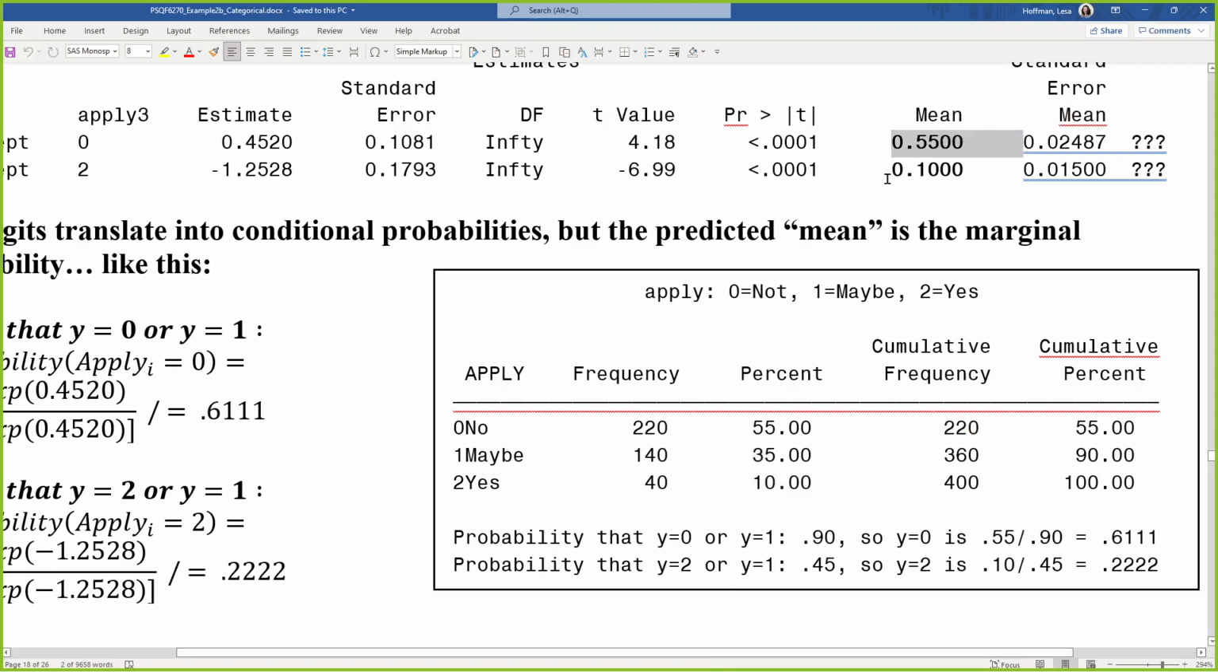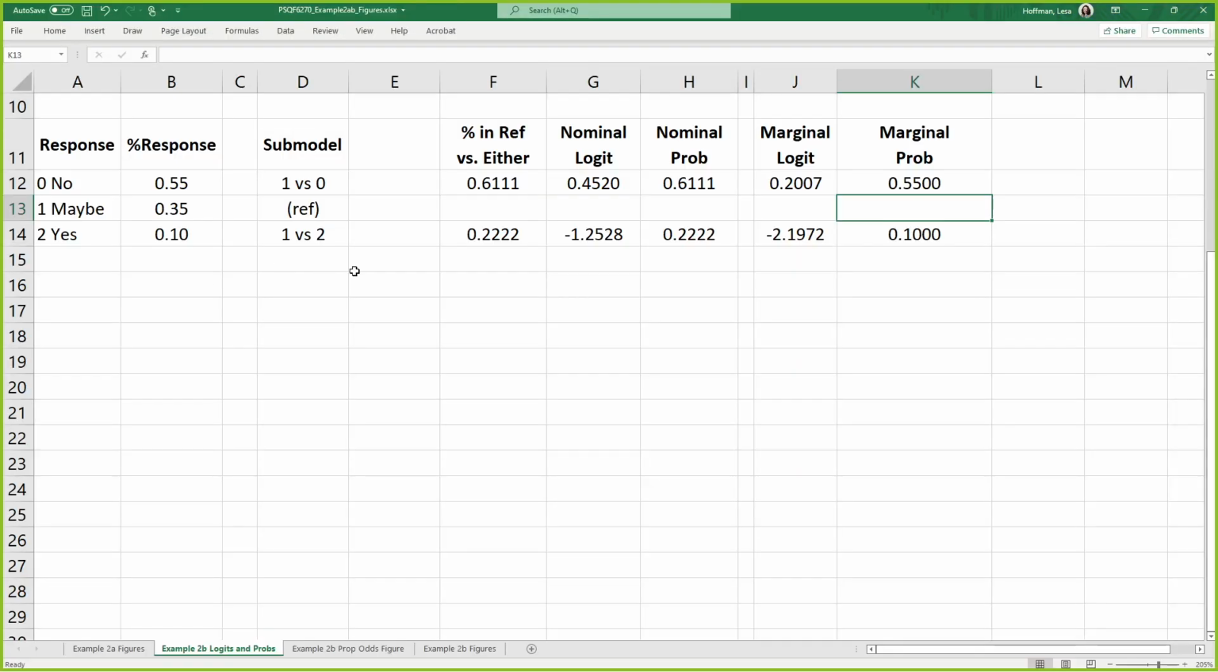So these are marginal probabilities. That's what I want to say, even though these logits are conditional within each submodel. And I have an Excel sheet, by the way, in which I've worked out all of these numbers for you, so that hopefully you can have that to refer to. So the probability that corresponds to the model logit is based on only those two, but then the marginal probability is based on all three.